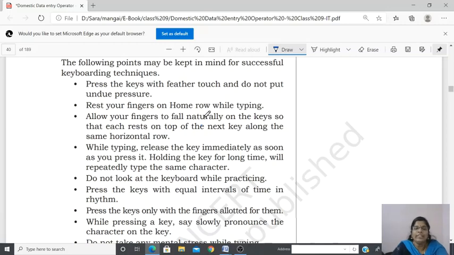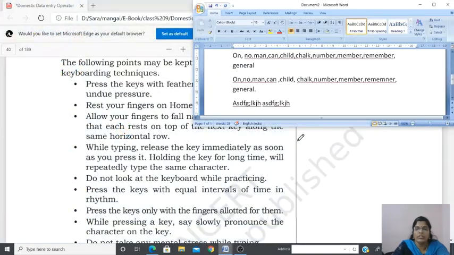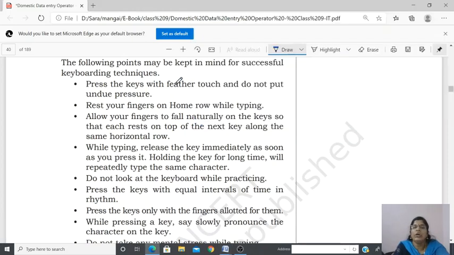Then while typing, release the key immediately as soon as you press it. Sometimes without knowing, you will keep holding it, and the same key will be displayed on the monitor. Let me take Microsoft Word: here I'm pressing J. When I keep it pressed, the same letter keeps getting repeated again and again. So do not hold down the keys continuously for a long time, or it will end up repeating the same character on the screen.